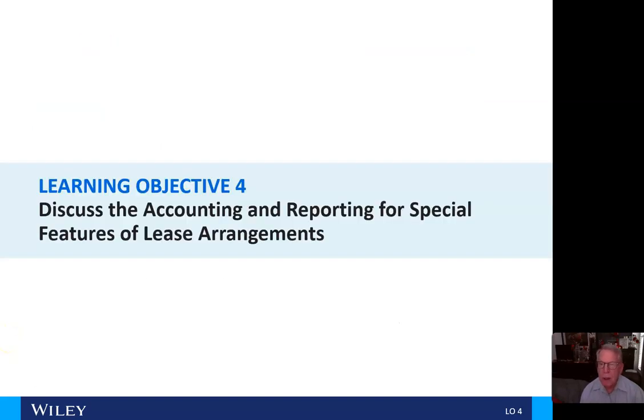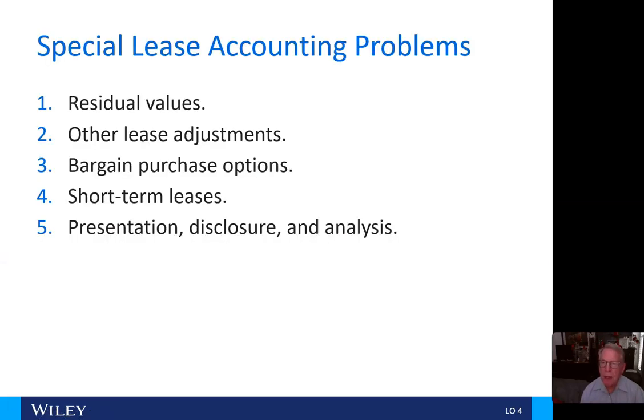Okay, as we change to a new section, we're going to discuss the accounting and reporting for special features of lease arrangements. And here we have 5 special accounting problems. 1, residual value. 2, other lease adjustments. 3, bargain purchase options. 4, short-term leases. And 5, presentation, disclosure, and analysis.